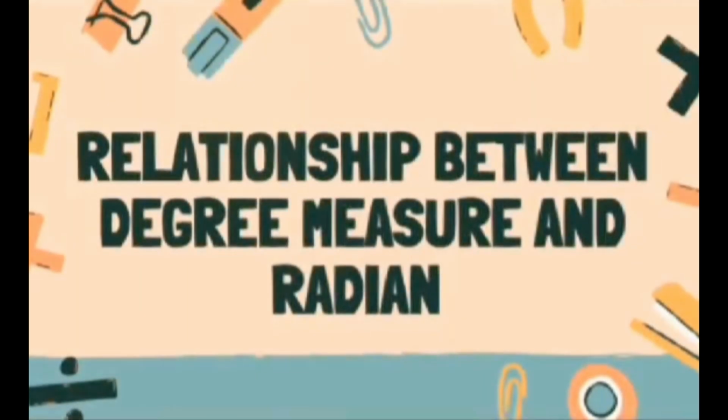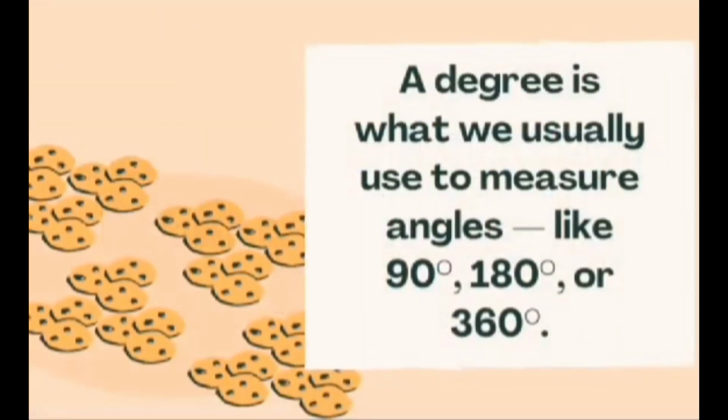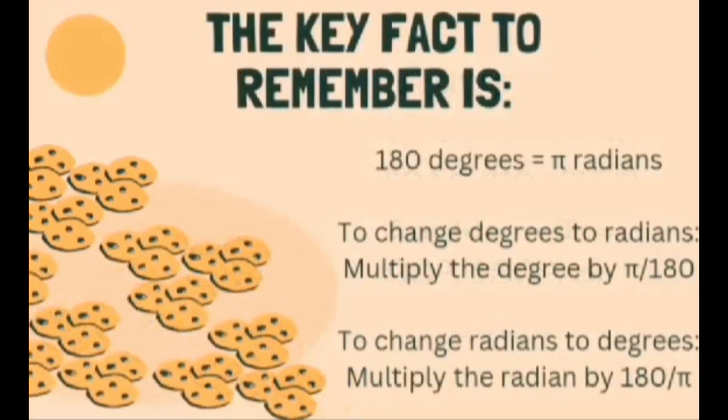So let's proceed to the relationship between degree measure and radian. A degree is what we usually use to measure angles like 90 degrees, 180 degrees, or 360 degrees. But in math, especially in trigonometry, we also use radians. The key fact to remember is 180 degrees is equal to pi radians. To change degrees to radians, multiply the degree by pi over 180. Also, to change radians to degrees, multiply the radian by 180 over pi.